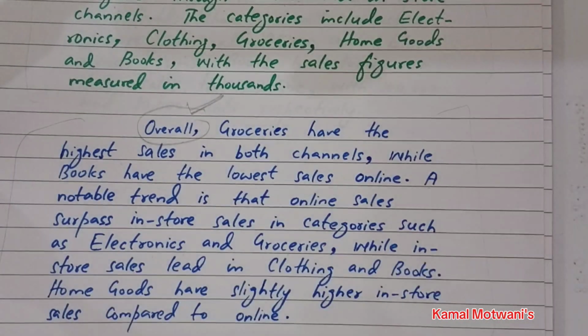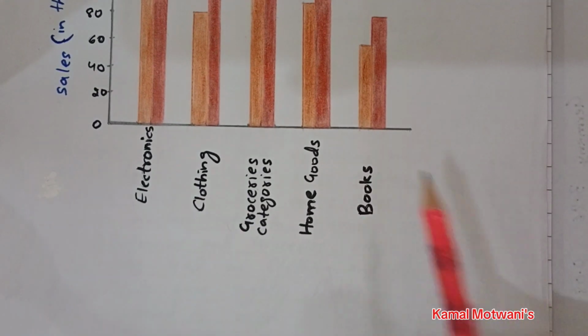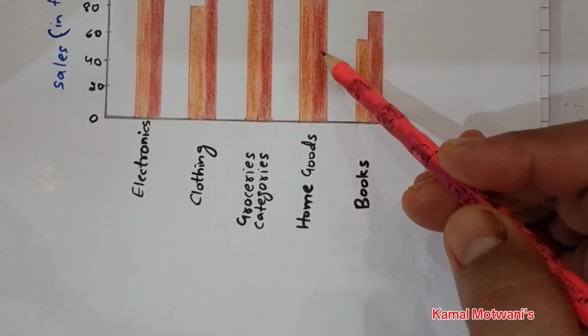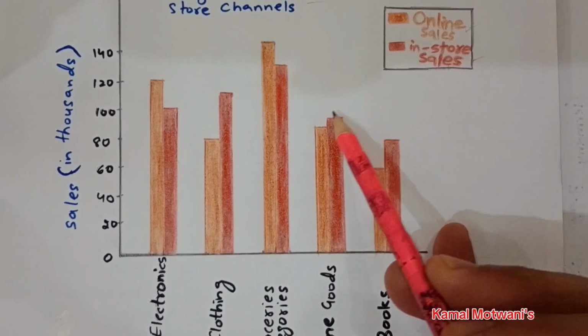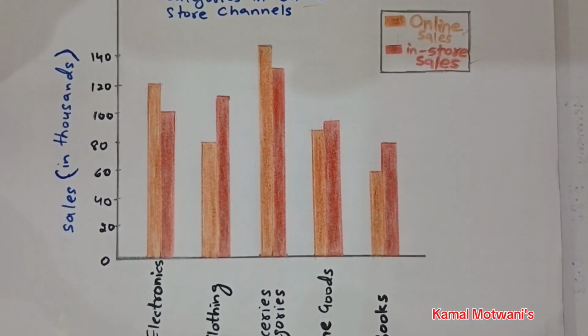While now the other thing that is remaining, home goods. Home goods have slightly higher in-store sales compared to online. See, in-store sales are slightly higher. You see, there is a slight difference. So that's how we write an overview.